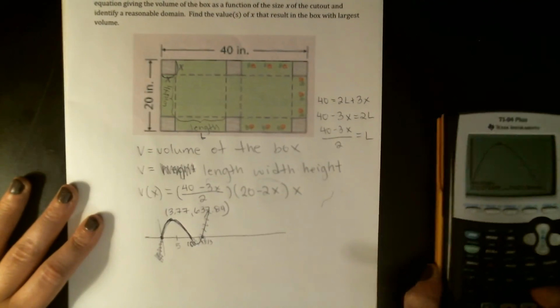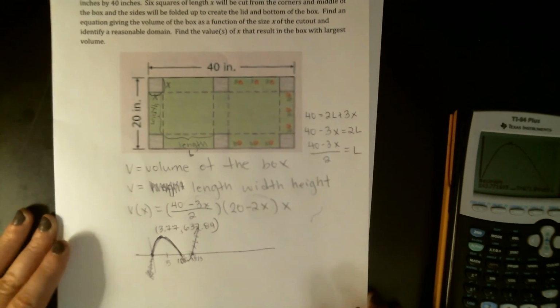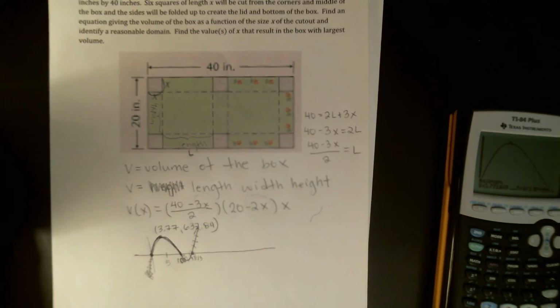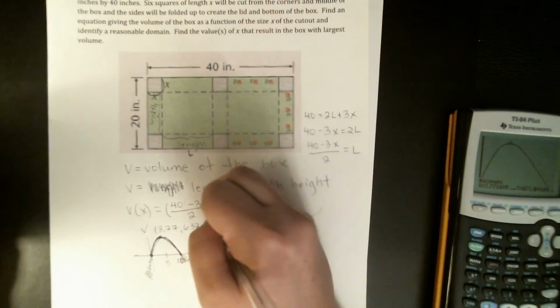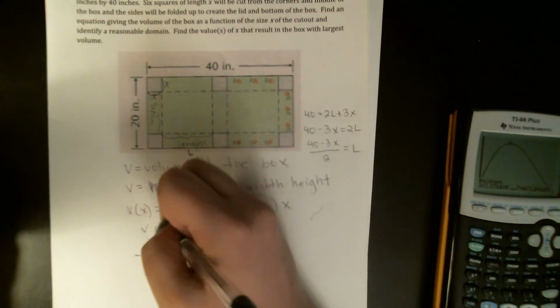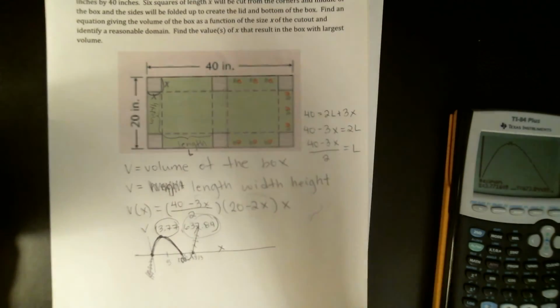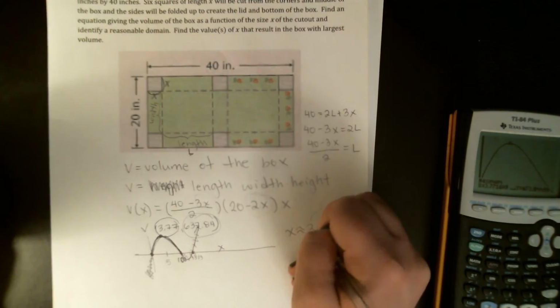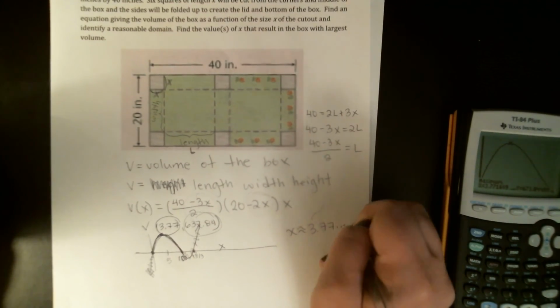Okay, so the last thing we'll want to do here is just reread the question and make sure we're giving the right answer. Find the values of x that result in the box with the largest volume. Okay, so this is V and x. So this is the volume. The biggest box we can make has a volume of 637.84 cubic inches. But the question wasn't asking that. It was asking what x we should choose. So approximately 3.77 inches would be the answer.